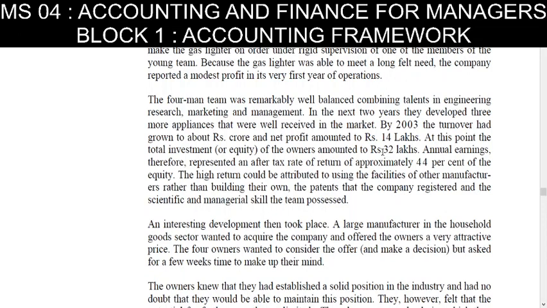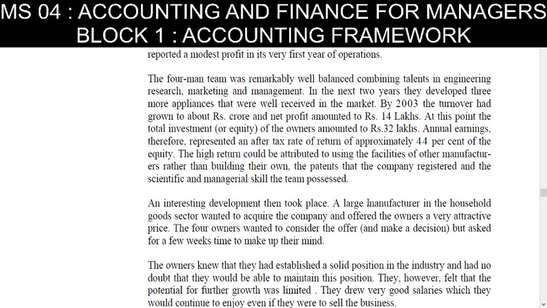44% of their investment, 32 lakhs, is 14 lakhs. That is the annual earnings. The rate of return is 44%. The high return could be attributed to using the facilities of other manufacturers rather than building their own, the patents that the company registered, and the scientific and managerial skills the team possessed.